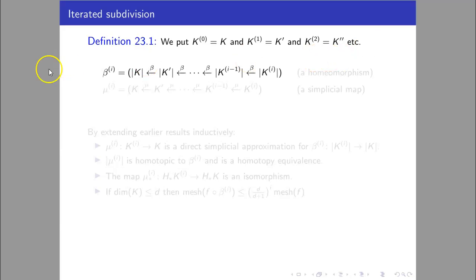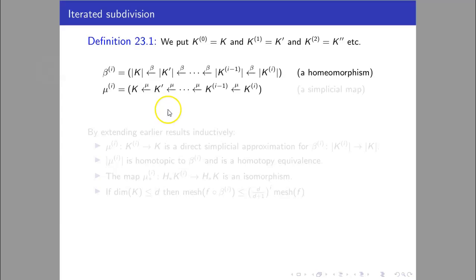Then we're going to define this beta bracket I. So we start by taking the map beta from the realization of k prime to the realization of k, and then we also have a map beta from the realization of k double dash to the realization of k dashed, and so on. And we're composing all these together. We get a map from the realization of k bracket I to the realization of k. That's what we're going to call beta bracket I. And each of these betas here is a homeomorphism, so the composite is also a homeomorphism.